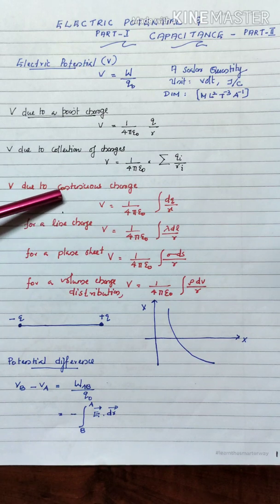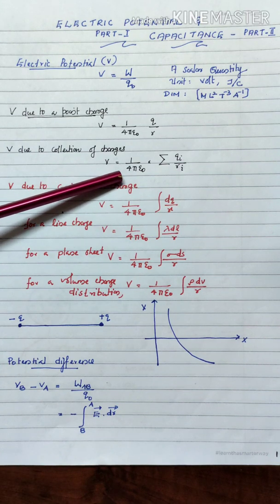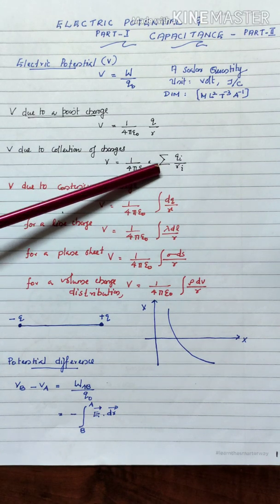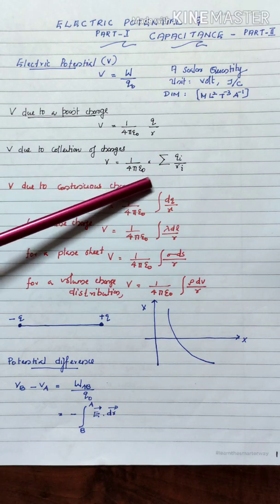The potential at a point due to a collection of charges is a scalar quantity, so we have to take the algebraic sum of individual contributions. So we have to apply the principle of superposition. So we can easily say 1 by 4 pi epsilon 0 sigma Qi by Ri.